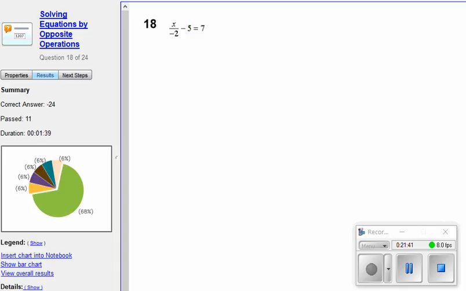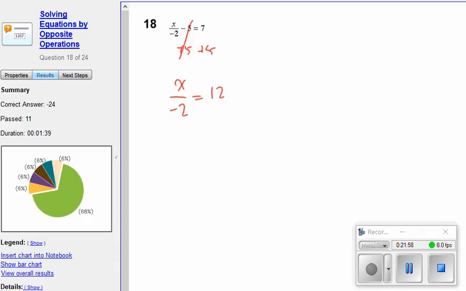Same question. The only difference is it's negative 2 coefficient, negative half coefficient, excuse me. So you're going to add 5 to both sides. You're going to get a negative half of x is equal to 12. You don't say x over negative 2, that's not what it says, is it? It's what it looks like.